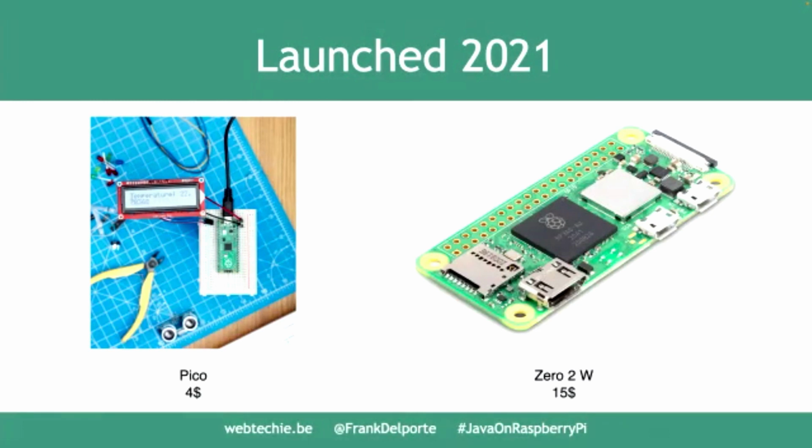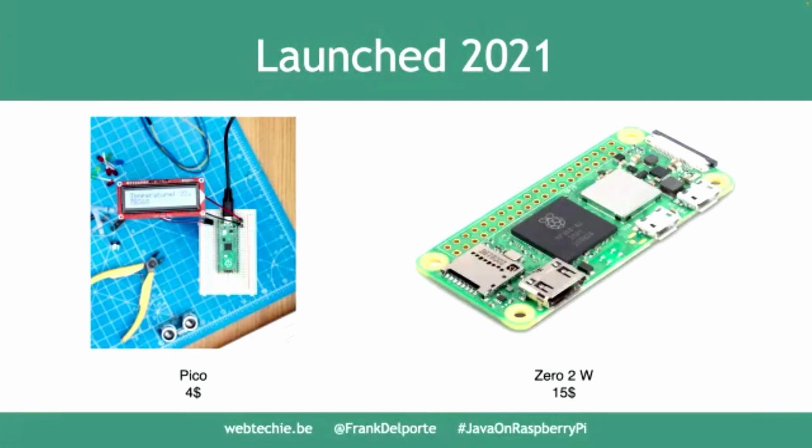Now, last year, 2 new Raspberry Pi boards were released. The first one is the Pico. It's a $4 board. Yes, indeed, $4. It's not a Linux PC anymore. This is a microcontroller, so you can compare it with an Arduino. But it's a very low price, again, to get into this hardware world and experiment world.